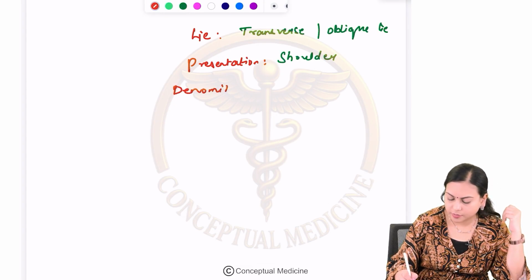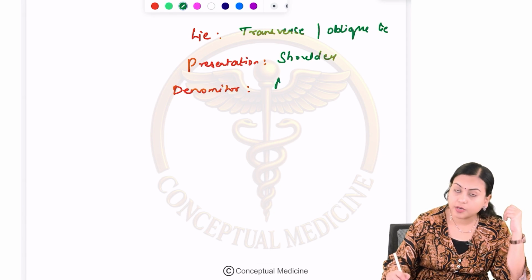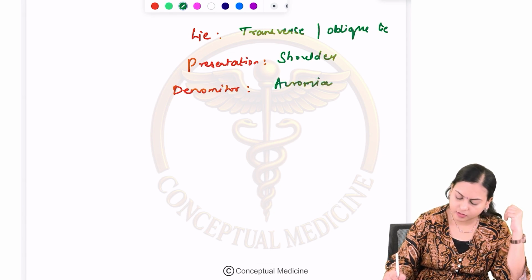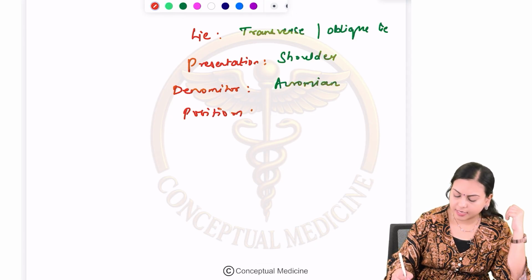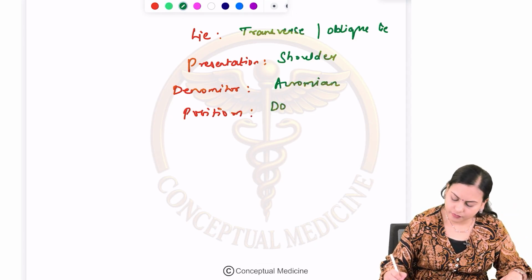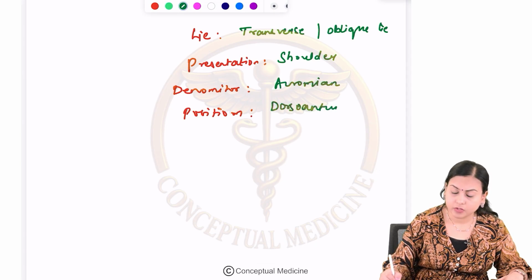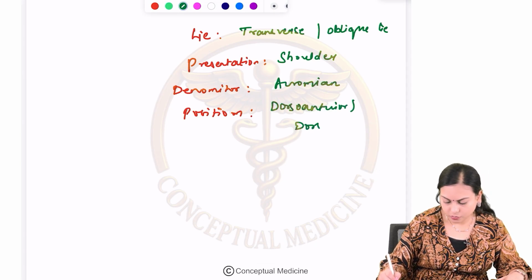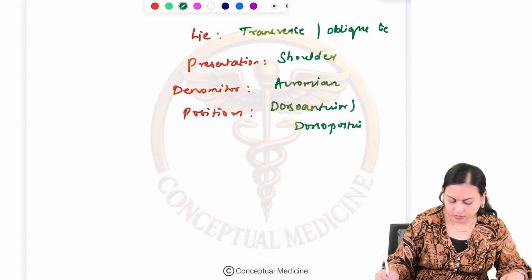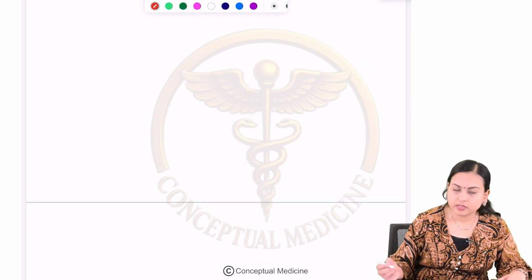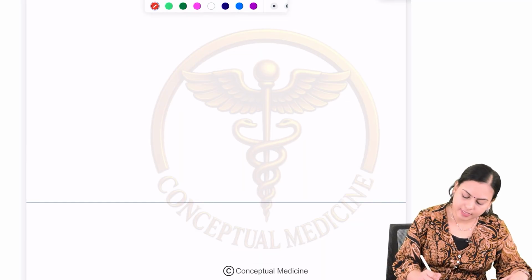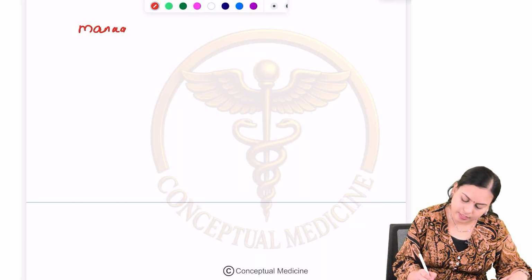Denominator in shoulder presentation is acromion process. Position, as we have seen, can be dorso-anterior or dorso-posterior. Yes, these are the characteristics. Now, we will see how we can manage if shoulder presentation is there.